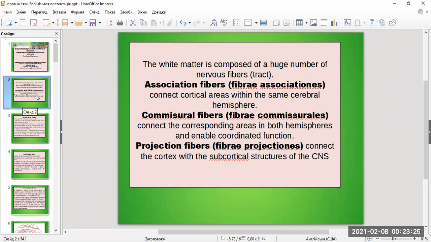The white matter is composed of a huge number of nervous fibers, or tracts. Association fibers, fibra associationes, connect cortical areas within the same cerebral hemisphere. Commissural fibers, fibra commissuralis, connect the corresponding areas in both hemispheres and enable coordinate function. Projection fibers, fibra projectiones, connect the cortex with the subcortical structures of the central nervous system.